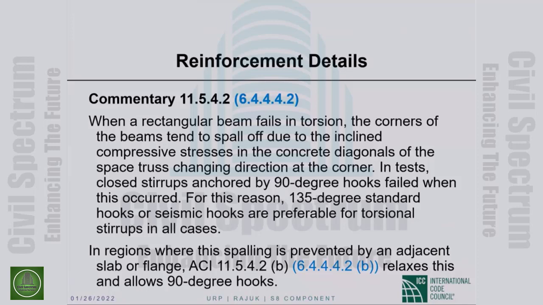For this reason, 135-degree standard hooks or seismic hooks are preferable for torsional stirrups in all cases. There is a very good reason for this insistence on 135-degree hooks. In regions where this spalling is prevented by an adjacent slab or flange, ACI relaxes this and allows 90-degree hooks.